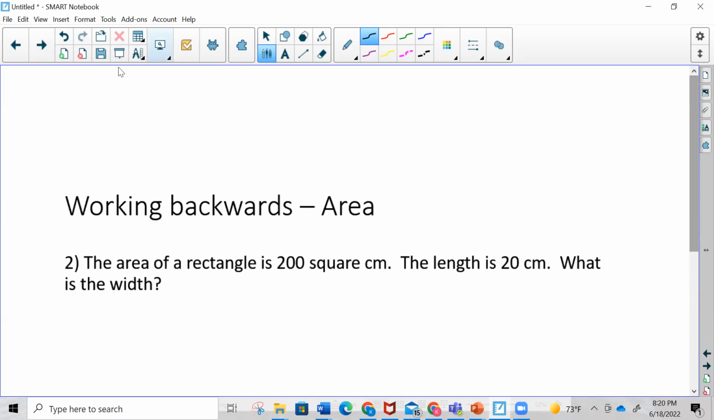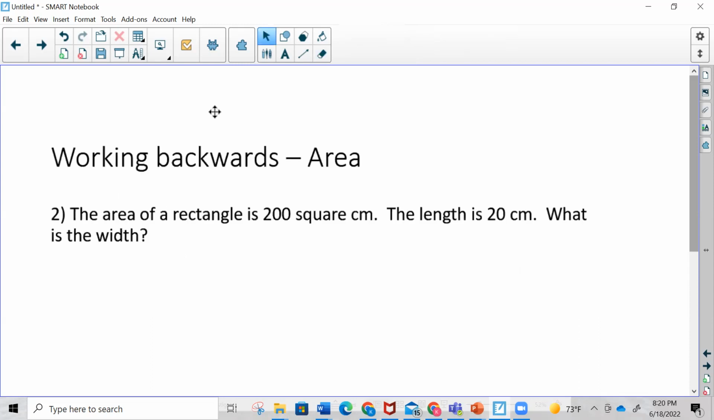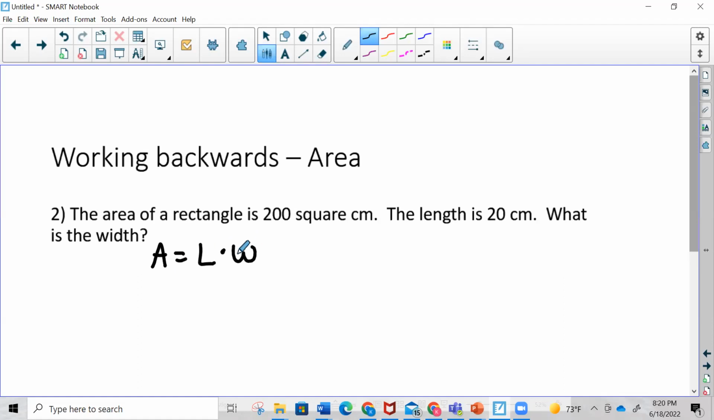For another one, working backwards with area: the area of a rectangle is 200 square centimeters. The length is 20 centimeters. What is the width? Same idea. The area of a rectangle is length times width, and then we want to use that formula and plug in what we know. We know that the area is 200, we know that the length is 20, and I'm going to put W because I don't know the width. That's what I'm trying to find.